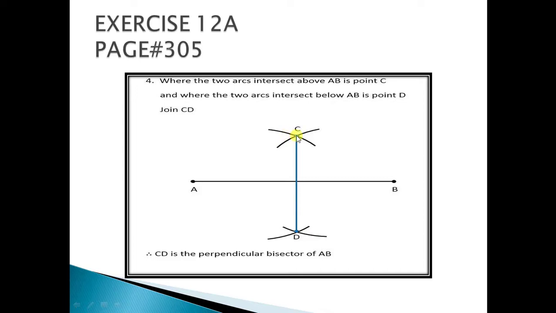Here we draw one point. If we join this, then this is the perpendicular, such that CD is the perpendicular bisector of AB. So this line is perpendicular to AB.